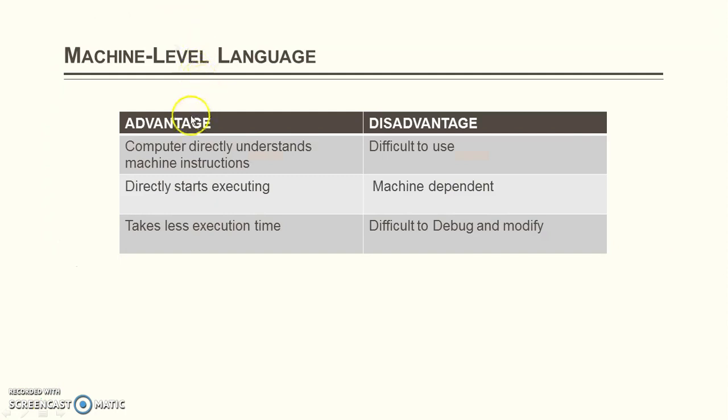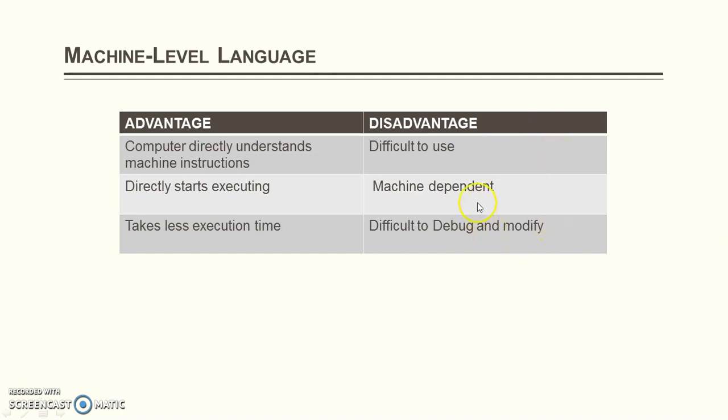Okay, let's discuss the pros and cons of the machine level language. As we know, we are writing code in 0 and 1. So it is directly understood by a machine, and it directly starts its execution. So it takes less time for execution, because we are not translating our program into any other language. But for a user it is difficult to use. Suppose we get one file having only 0 and 1. It is difficult for a human to understand the program, but the computer will easily understand the program.